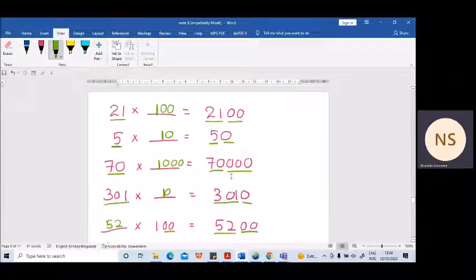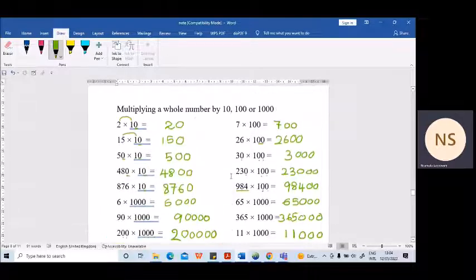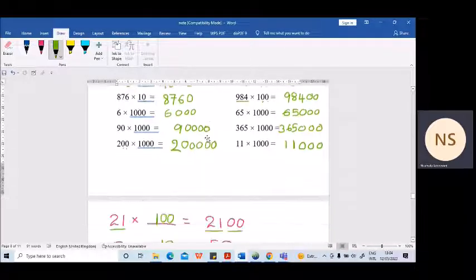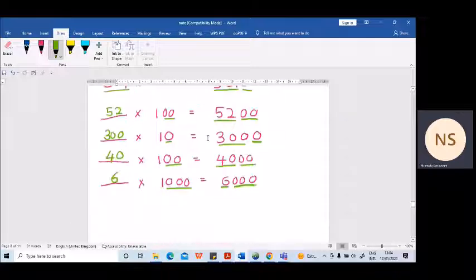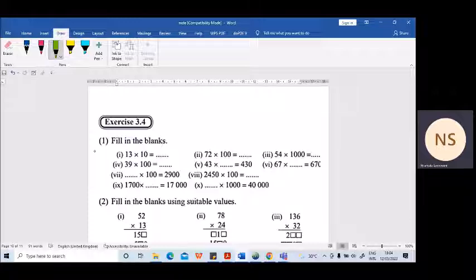Okay, children. So firstly, you need to copy these examples in your writing book. Starting from here, you write the subtopic as multiplying a whole number by 10, 100 or 1000. Then copy these examples in your writing book. After that, you can complete the first question here. In exercise 3.4, only the first question. Okay, copy the questions, then fill the spaces.